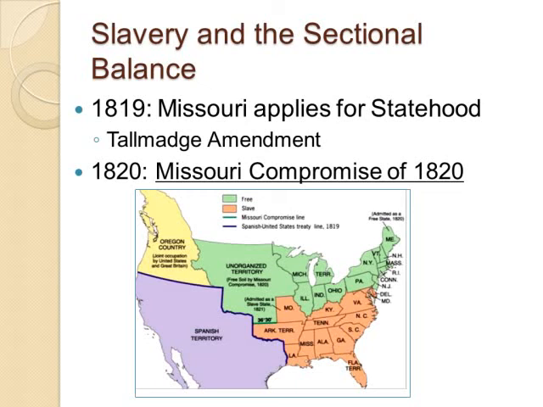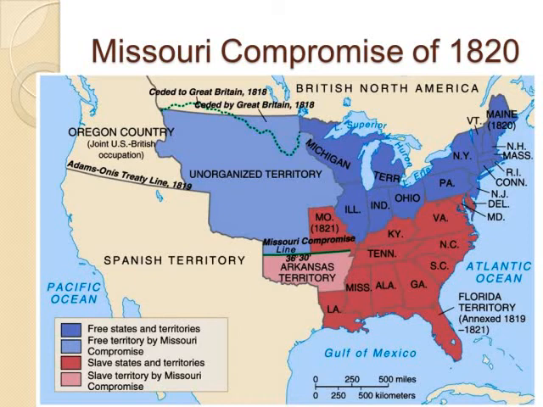You can't bring in new slaves. All slave children will be set free, and you'll eventually have to set all your slaves free. The whole point was to eventually make Missouri what? A free state. But Missouri's like, that's shenanigans. We're not going to do that. So let's pass a compromise, they said. And so they did. Missouri became a slave state. Maine became a free state.